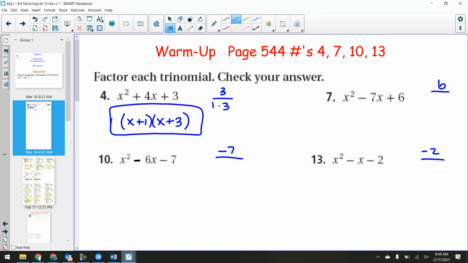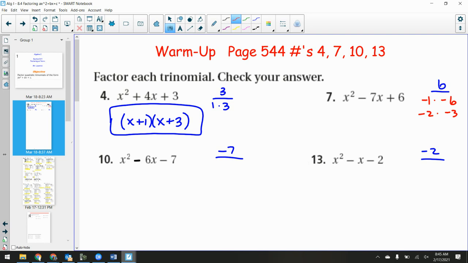Now, what are the factors of 6 that add to get to negative 7? Well, the factors of 6 that add to get to a negative number, they both must be negative. Negative 1 times negative 6, or negative 2 times negative 3. Those are my only two sets of factors of 6. And they both have to be negative because my middle number is also negative.